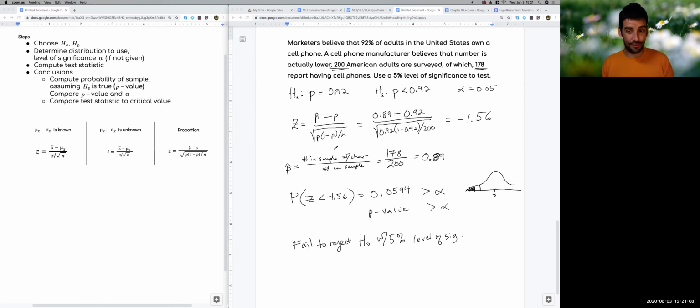Okay, so that is it for our hypothesis test examples. There's a couple other ideas I'll talk about in some other videos, these error types and so forth. But these are the three big things we want to do with them.